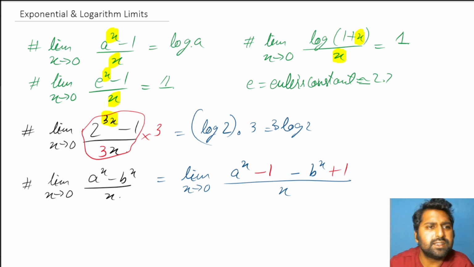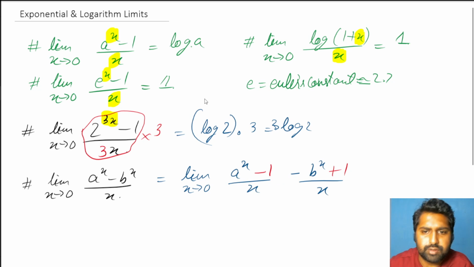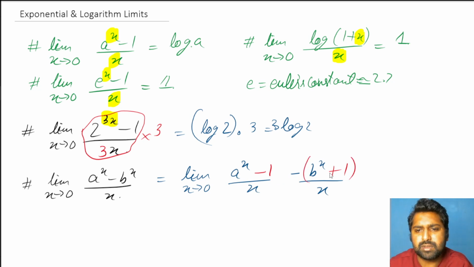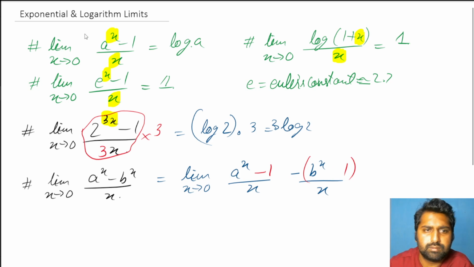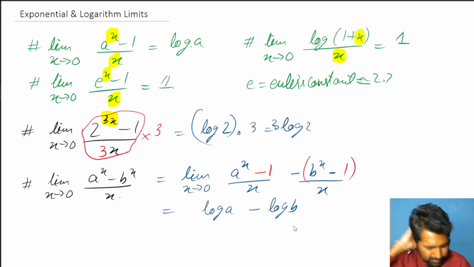Let's split the denominator also, here and here. And you take negative common. If you take negative common, the signs will change. That means this positive one will become a negative one also. Now this is looking like the formula. The answer for this is log a. The answer for this is log b. Now there is a property.